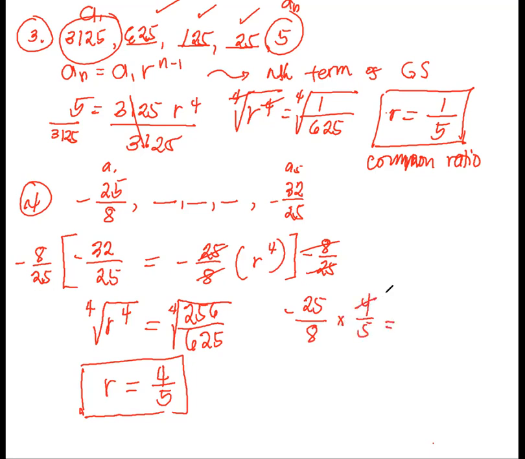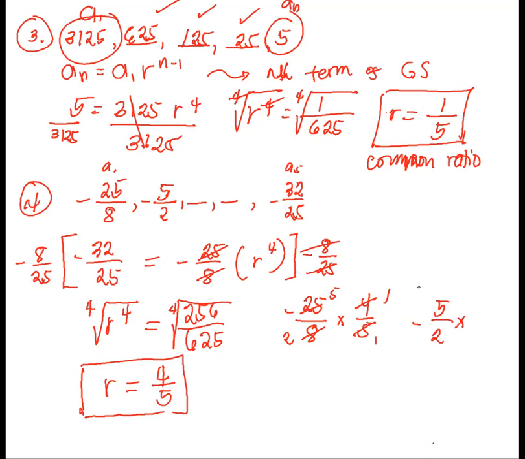So we'll do the cancellation to simplify our answer. So we have, should be 1. This is 2. This is 5. This is 1. So we have negative 5 halves. So our first term is negative 5 halves.